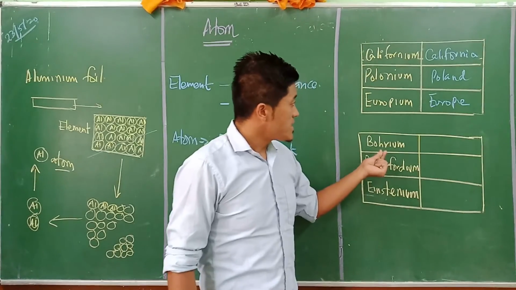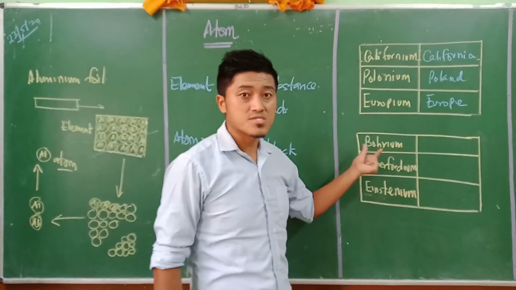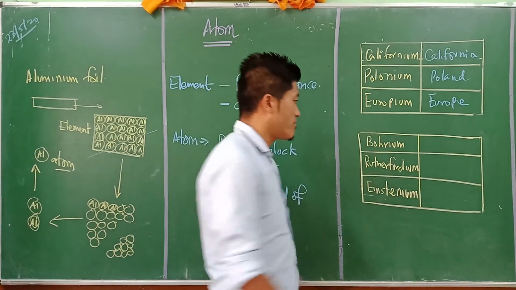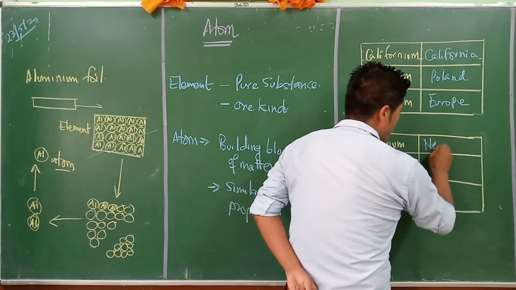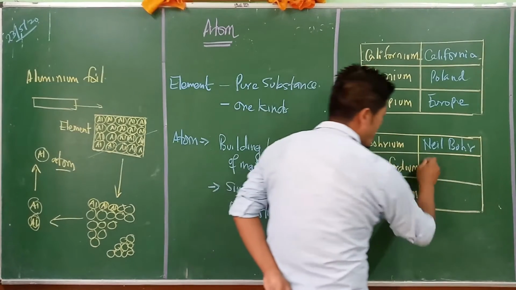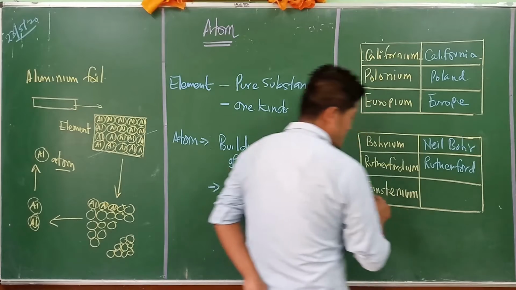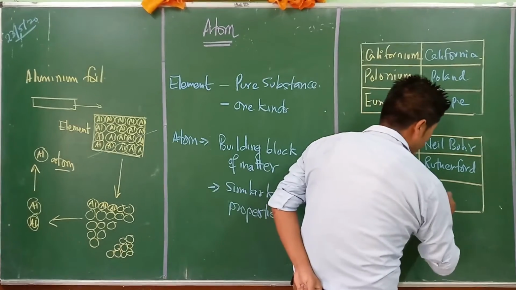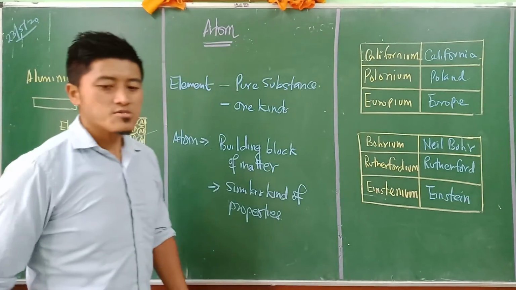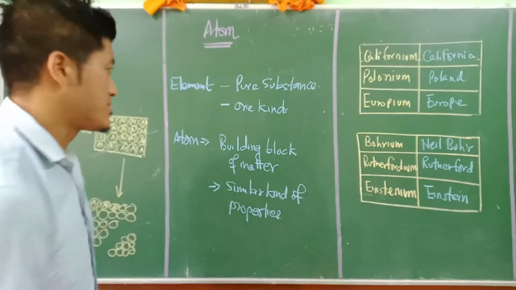And in other ways, they also named the elements to pay tribute to great scientists. For example, bohrium was in tribute to the great scientist Niels Bohr, whereas rutherfordium is for Rutherford, and einsteinium is for Einstein, right? So different methods were adopted by the scientists to name the elements.